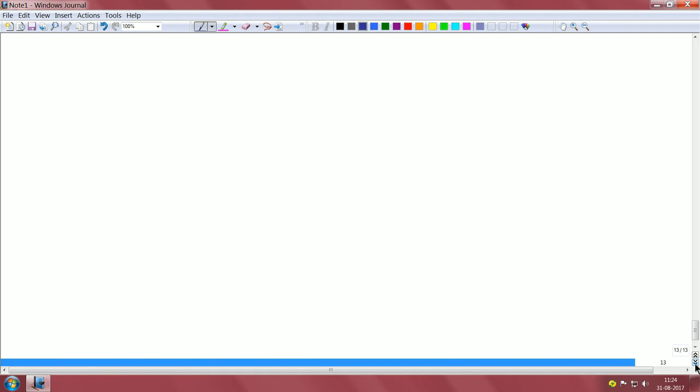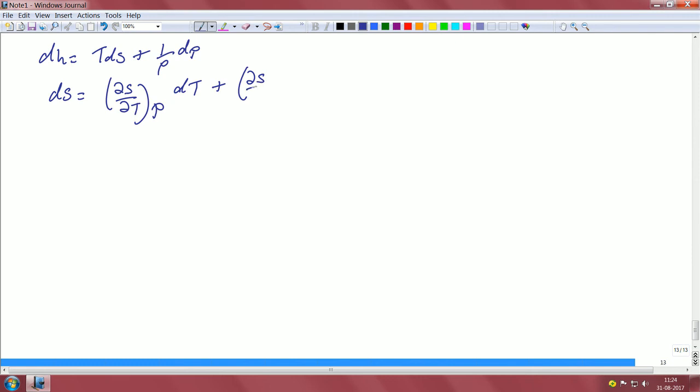So, what do we do? You already have dH equal to T ds plus 1 by rho dp, which is already known. Now, ds, the entropy, can be written in this particular form. If you are not familiar, please look at the Maxwell relations. These are the Maxwell relations, extremely powerful.